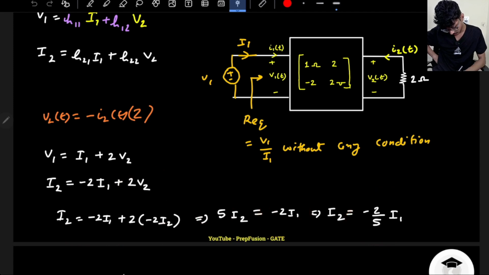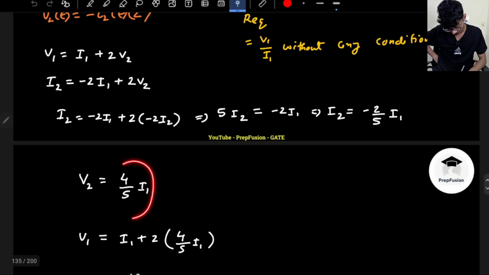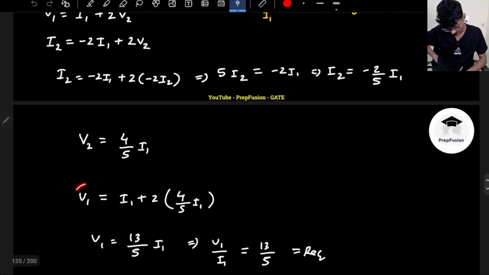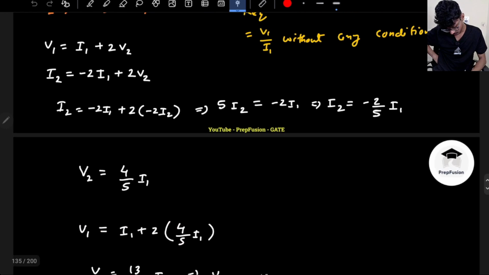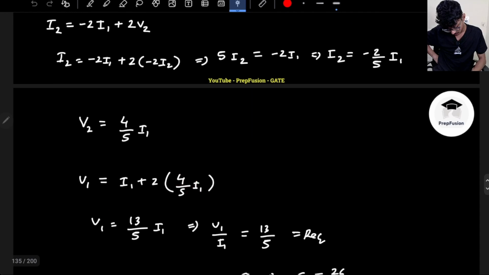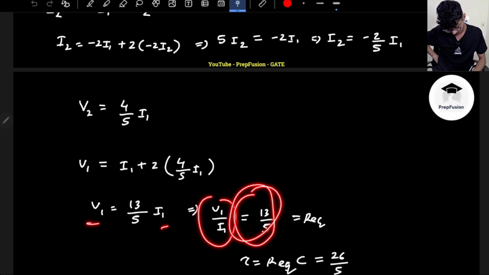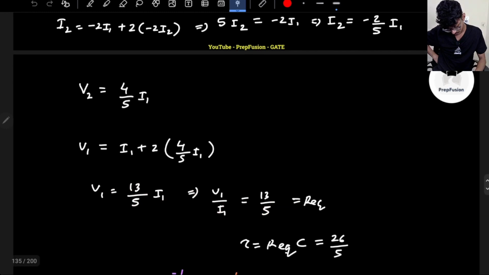And V2 is minus 2 into I2, so I multiply minus 2 with this. So V2 will be 4 by 5 I1. So V1 will be equal to I1 plus 2 times 4 by 5 I1, because here I have 2 times 4 by 5 I1. So this will be I1 plus 8 by 5 I1. If I add the 5 here, this will be 13 by 5 I1, which is V1. So V1 by I1 will be equal to 13 by 5. That is equal to my R equivalent.